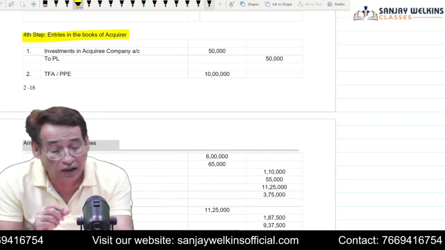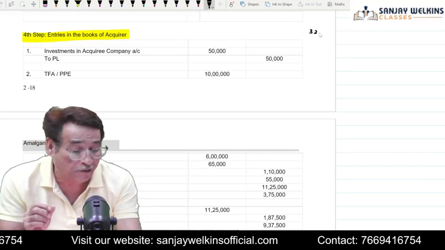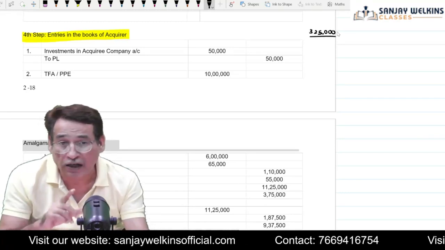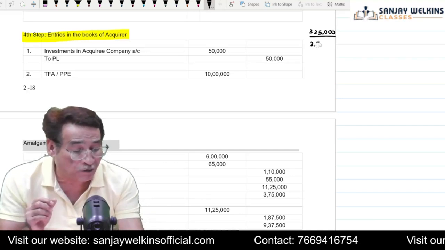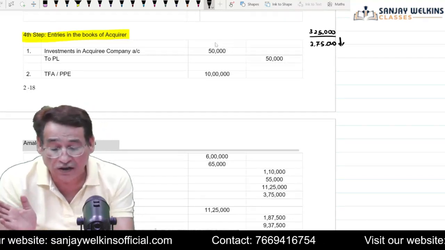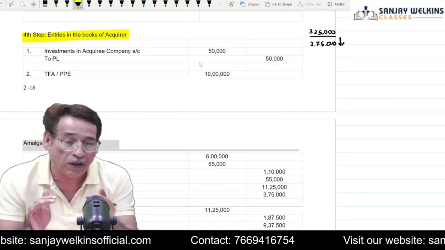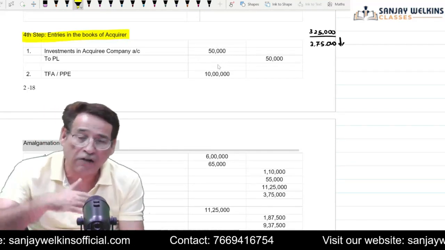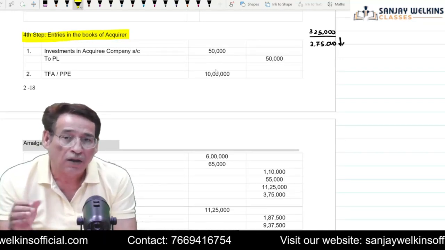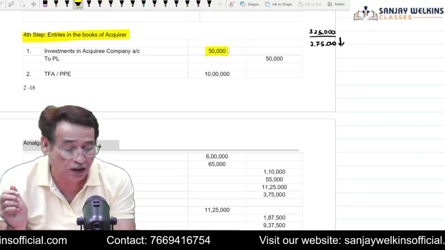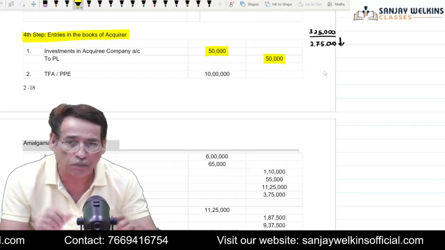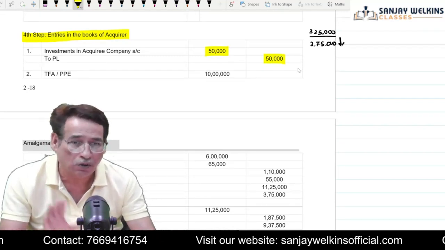Because you made an investment at a cost of 3,25,000. This was the value of your investment in Y Limited. But now you computed that this value has gone up to 3,75,000. Correct? So the first entry which you are going to pass in the books of acquirer company is for the increase in value of investment, and we have already seen earlier under Ind AS 103 proper that if the value of investment increases, then we will credit it either to P&L or to OCI. But if nothing is mentioned, we always credit it to P&L. So we will credit the increase in value to this account.